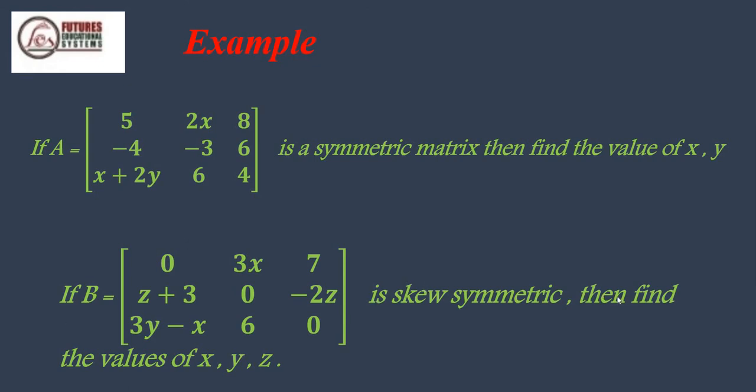If we have a skew symmetric matrix, then find x, y, and z. To solve this example, since the matrix E is a skew symmetric matrix, therefore negative 2z equals negative 6, the additive inverse. Dividing both sides by negative 2, we get z equals 3.